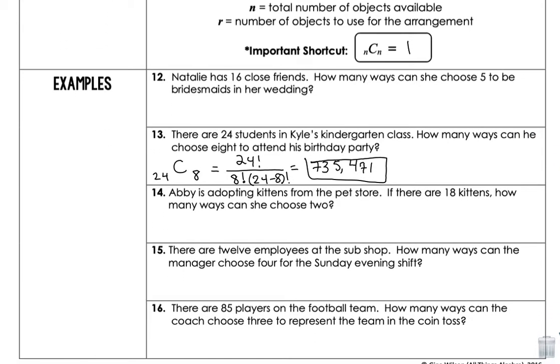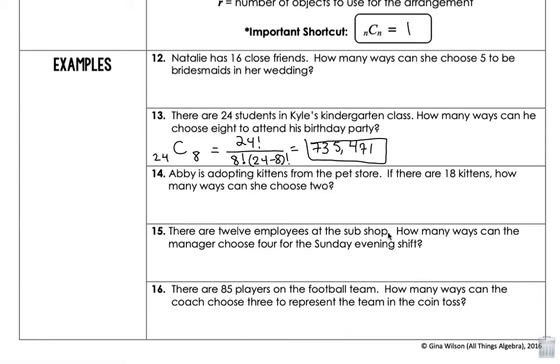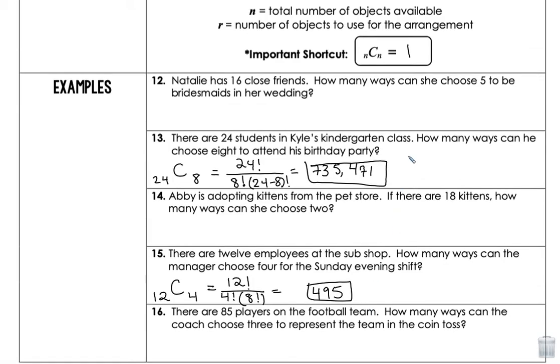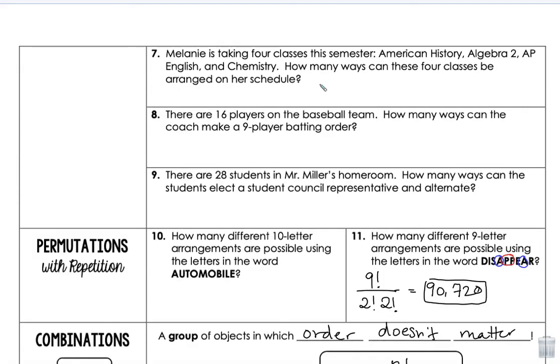And I'll do one more. 15, there are 12 employees at the sub shop. How many ways can the manager choose 4 for the Sunday evening shift? So it doesn't matter which order they get chosen. So this is still a combination. I have 12, I'm choosing 4. Get 12 over 4 factorial and 12 minus 4 factorial, so that's 8 factorial. And that simplifies and ends up being 495 different ways. So that's what I have for you for permutations and combinations.